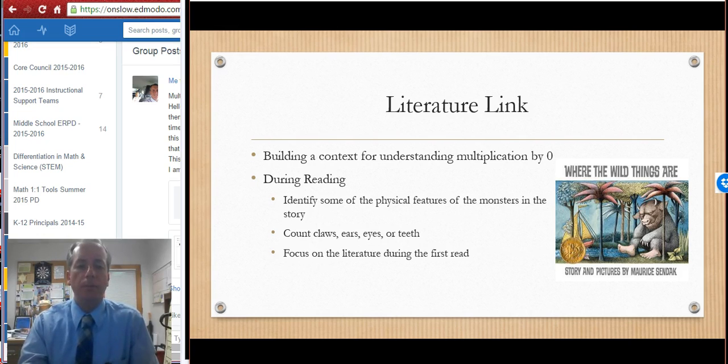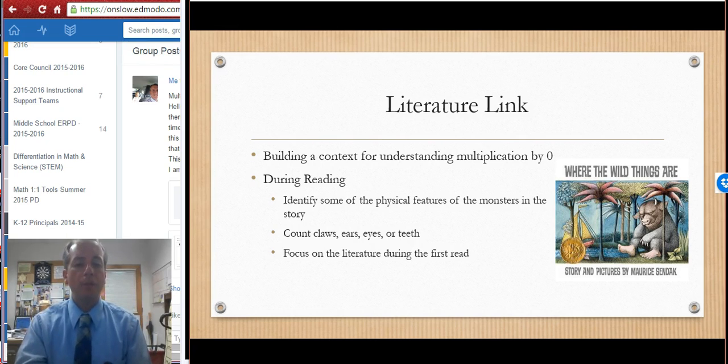During the reading, we're going to be identifying some of the physical features that we see. We're going to be counting claws and eyes and ears. I'm not going to do that as we read it here together today, but that would be what we would want to do when we were working with the kids. And we want to make sure, again, like we always remind us, the first time through a literature piece, allow it to be the literature, and then let's look at it for the mathematics.